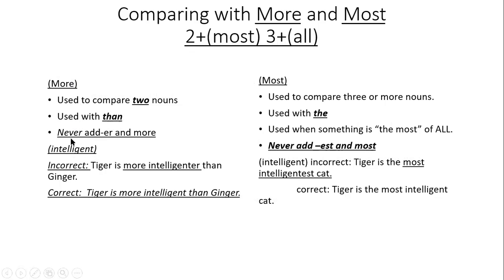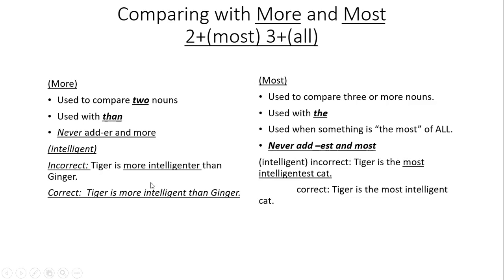Now, something that you need to remember, and this is really important, is that you never add er and use more in the same sentence. That would be incorrect. So we already identified intelligent as being a 4-syllable word, so we know we definitely have to use more and most. And what does that mean, Mrs. Villamosa? Okay, let's look at the example.